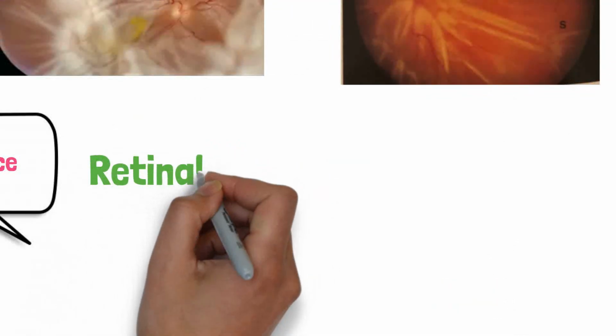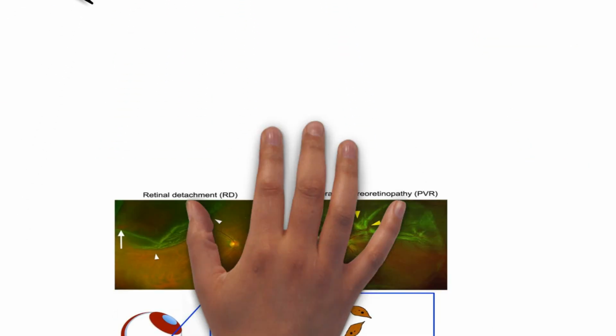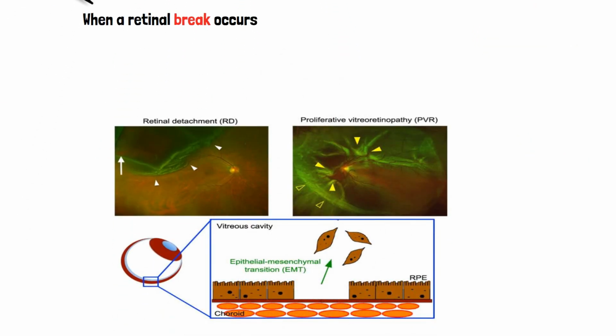The main cellular source of PVR membranes is the retinal pigment epithelium, or RPE. When a retinal break occurs, RPE cells migrate into the vitreous cavity.